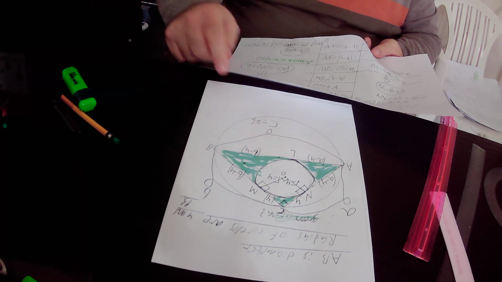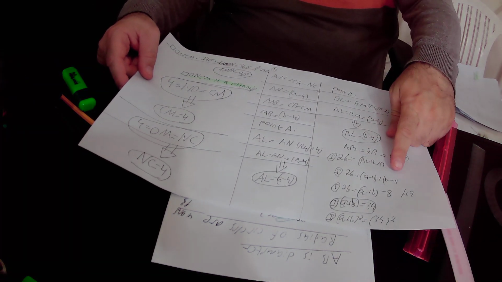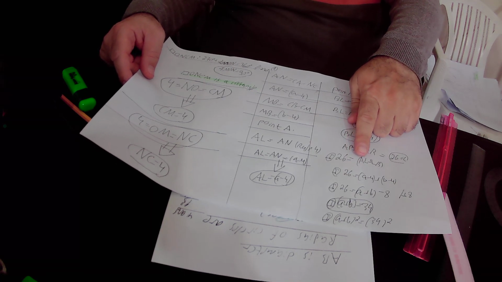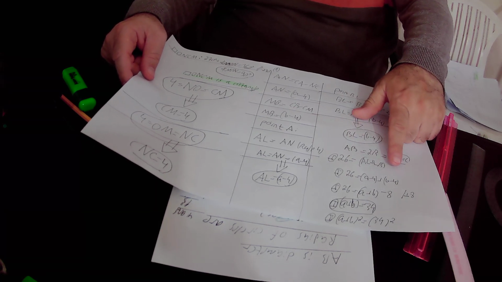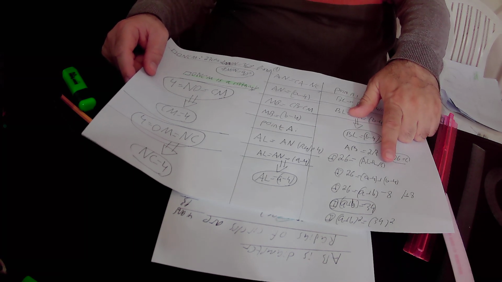LB equals B minus 4. Here, AN equals A minus 4 and NB equals B minus 4. So the diameter AB, that is equal to 26, in conclusion equals A minus 4 plus B minus 4. So 26 equals A plus B, minus 4 plus minus 4 is minus 8.